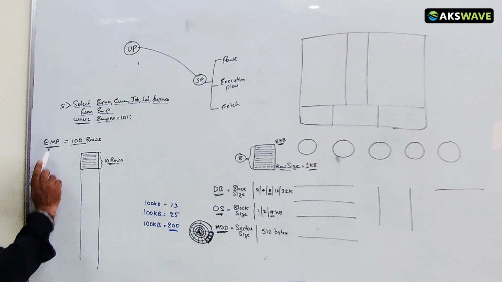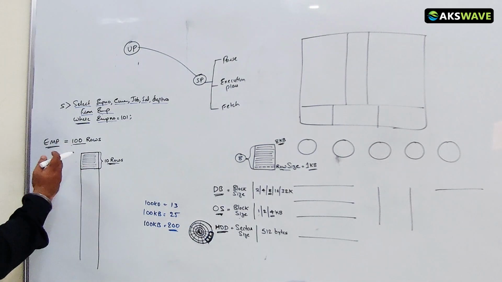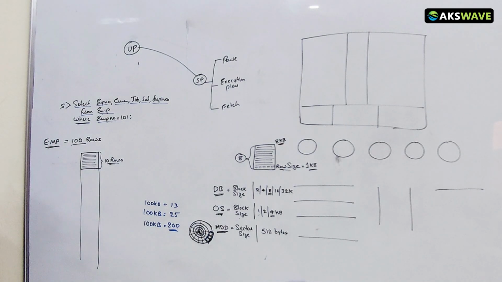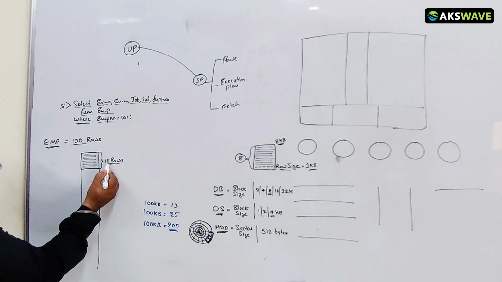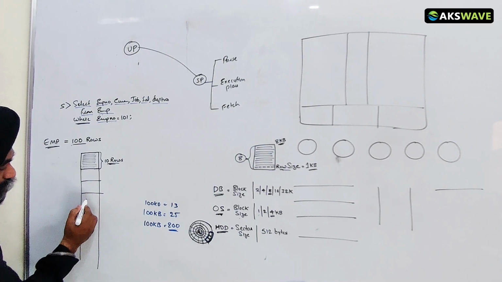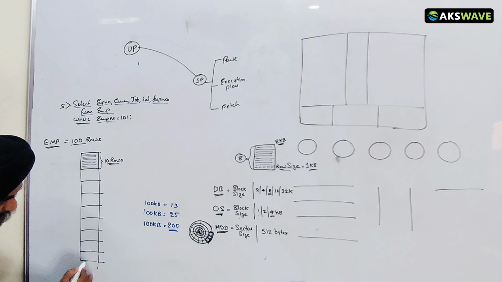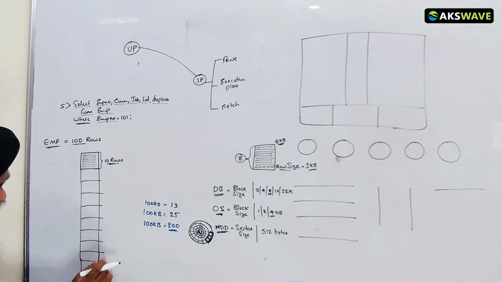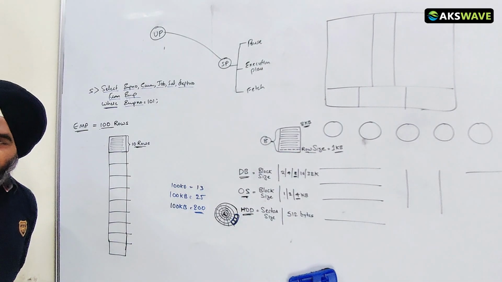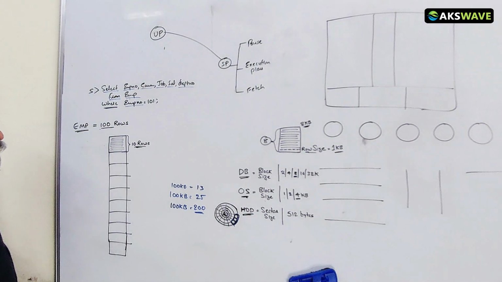How many total rows do I have? If I want to store 100 rows, how many blocks do I need? 10 blocks, yes or no? 10 blocks into 10 rows each, total 100 rows. So to store 100 rows, we need 1, 2, 3, 4, 5, 6, 7, 8, 9, and 10. Understood? Clear? Simple mathematics. That's why I told you guys, no tricks here, no puzzle game.